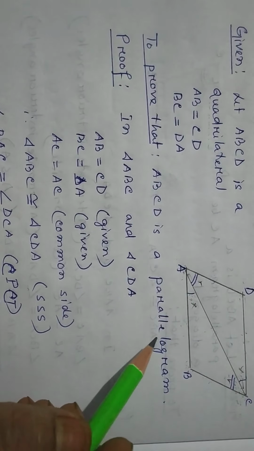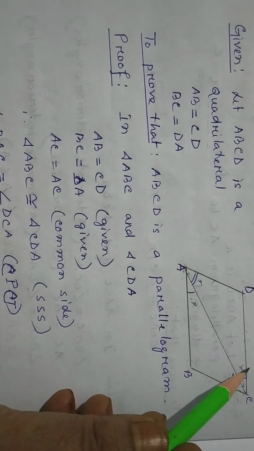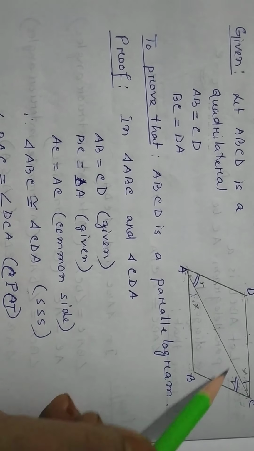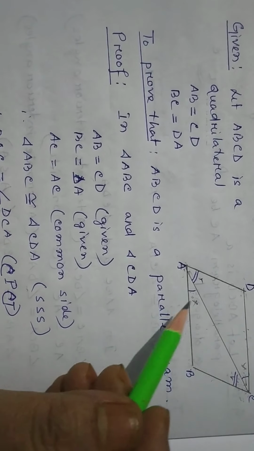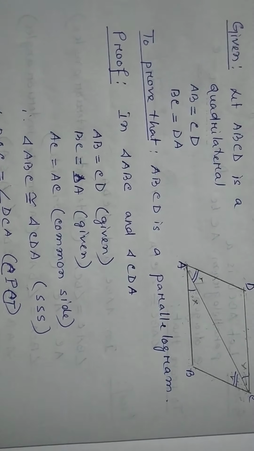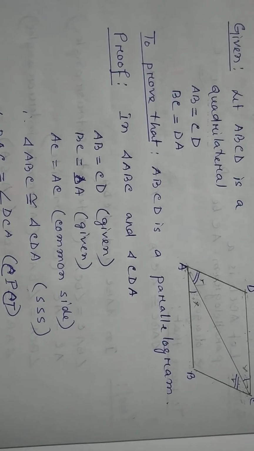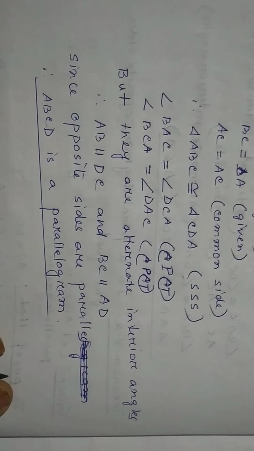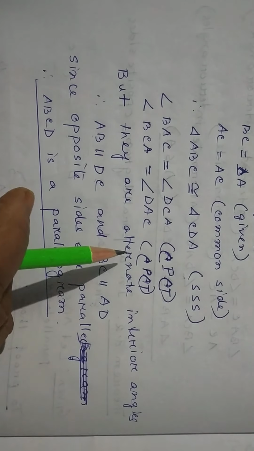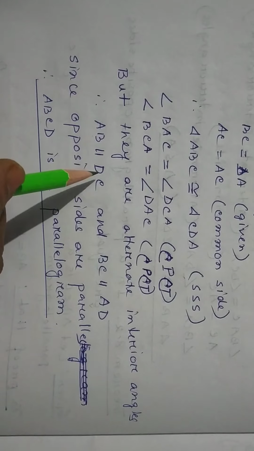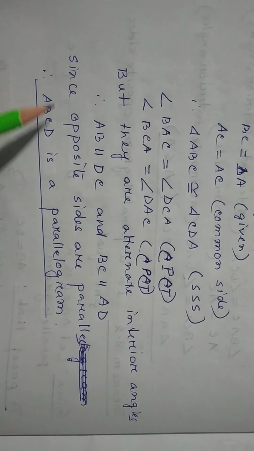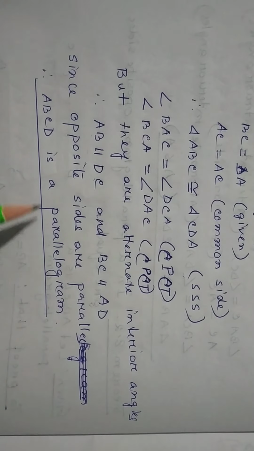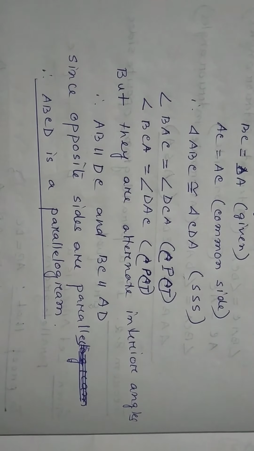Therefore, AB parallel to DC and BC parallel to DA. Since opposite sides are parallel, therefore ABCD is a parallelogram. Since they are alternate interior angles, AB is parallel to DC and BC is parallel to DA, since opposite sides are parallel, therefore ABCD is a parallelogram.